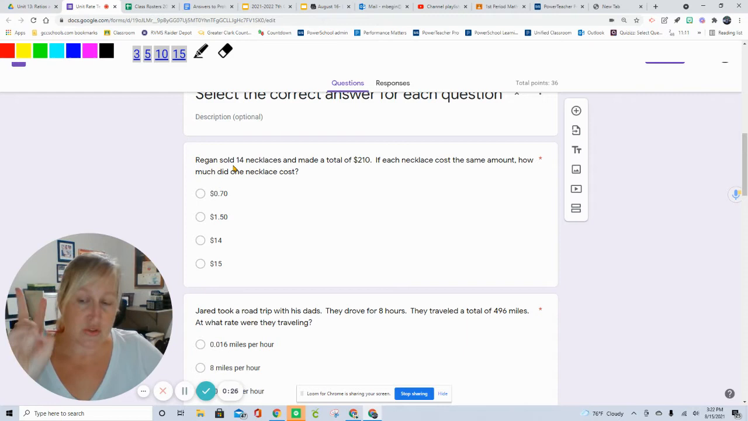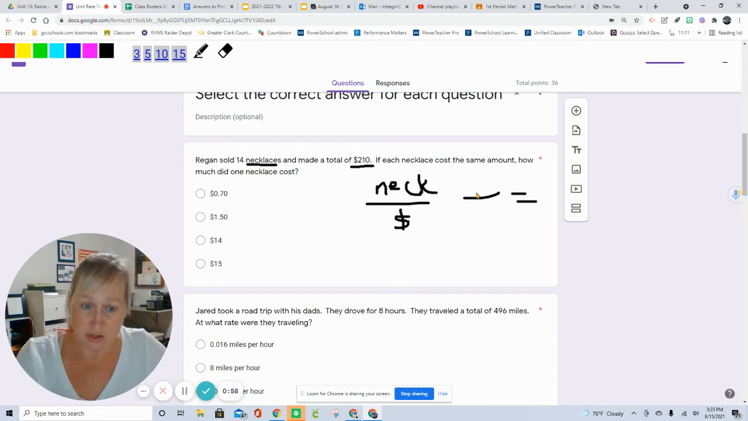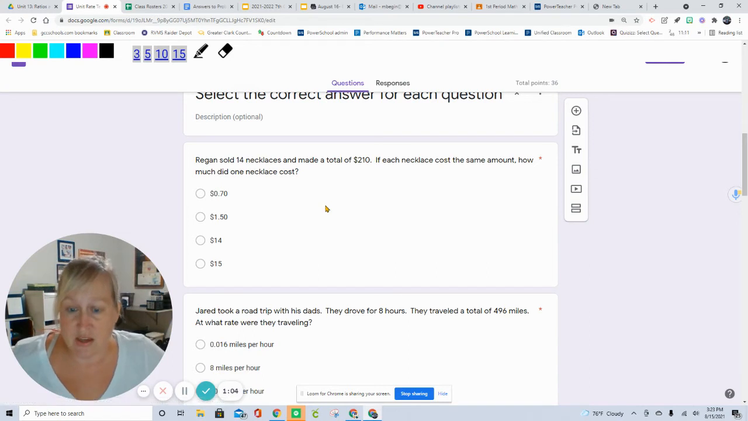Okay, so I've taught you two ways to look at it. You can either look for the per and use division, okay? Or you can set it up with the two things that they are comparing. And the two things being compared here is necklaces to cost. So you'll put necklaces over cost and then set it up that way. So in this case, you would put your number and your number and your unknown and your unknown. So that's how those are done.